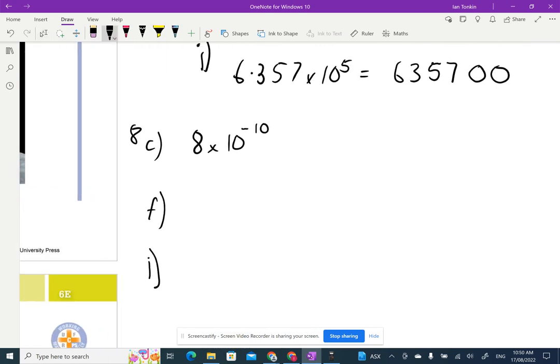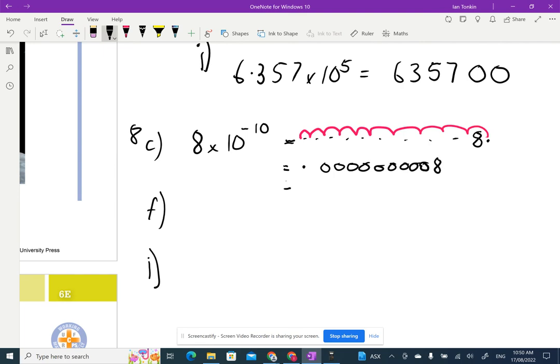Now, let's go here. I'm going to put my 8 here. And there's the decimal point, and I have to move it 10 the other way. 1, 2, 3, 4, 5, 6, 7, 8, 9, 10. That's where the decimal point's going to be. And I've got 1, 2, 3, 4, 5, 6, 7, 8, 9 zeros. And then I have my 8.